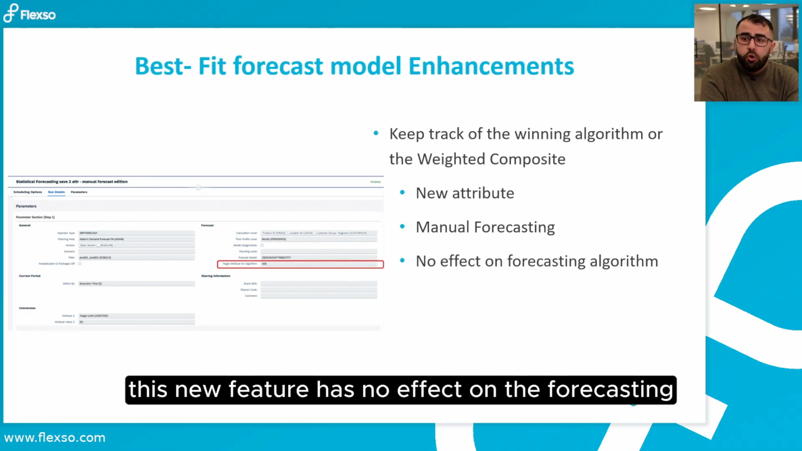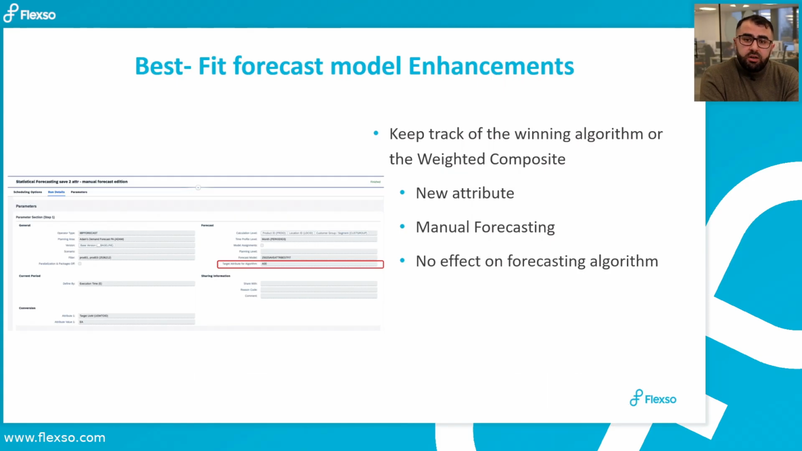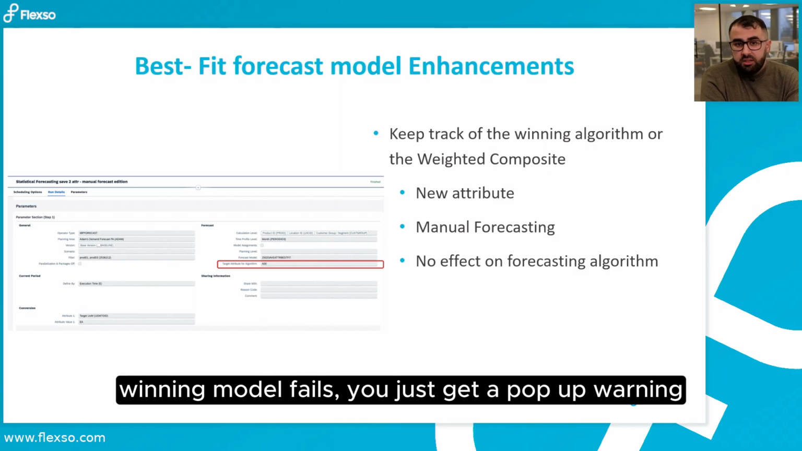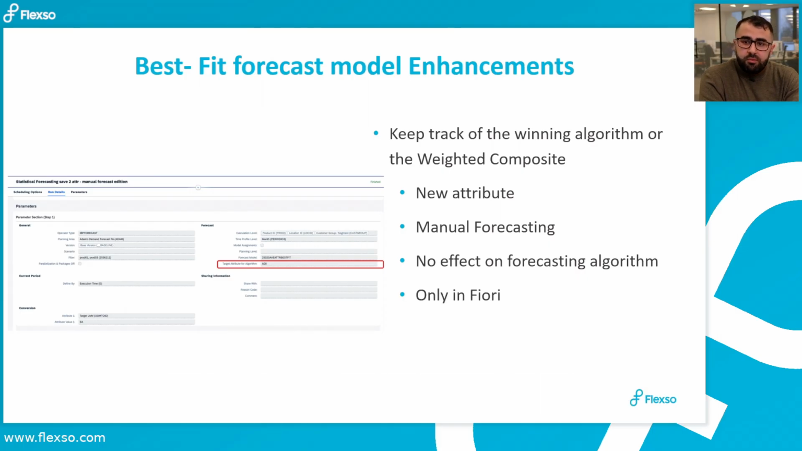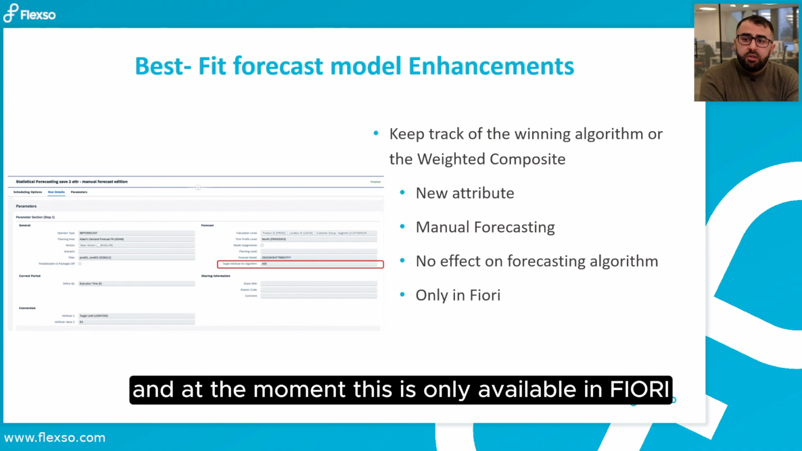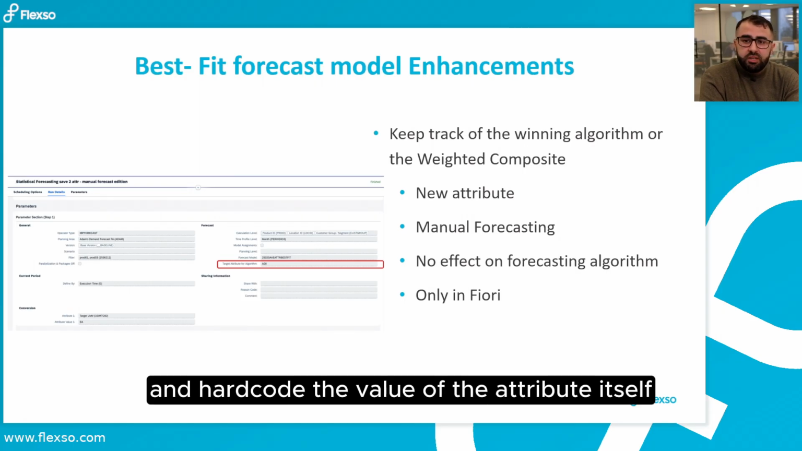This new feature has no effect on the forecasting algorithm itself. It's a post-processing step, meaning that, let's say the saving of your winning model fails, you just get a pop-up warning, but it does not affect the actual forecasting that happened. That's still okay. And at the moment, this is only available in Fiori, not in the Excel add-in. However, there is a small workaround. If you save a custom application job template and hard code the value of the attribute itself, then you can also run this from your Excel add-in.